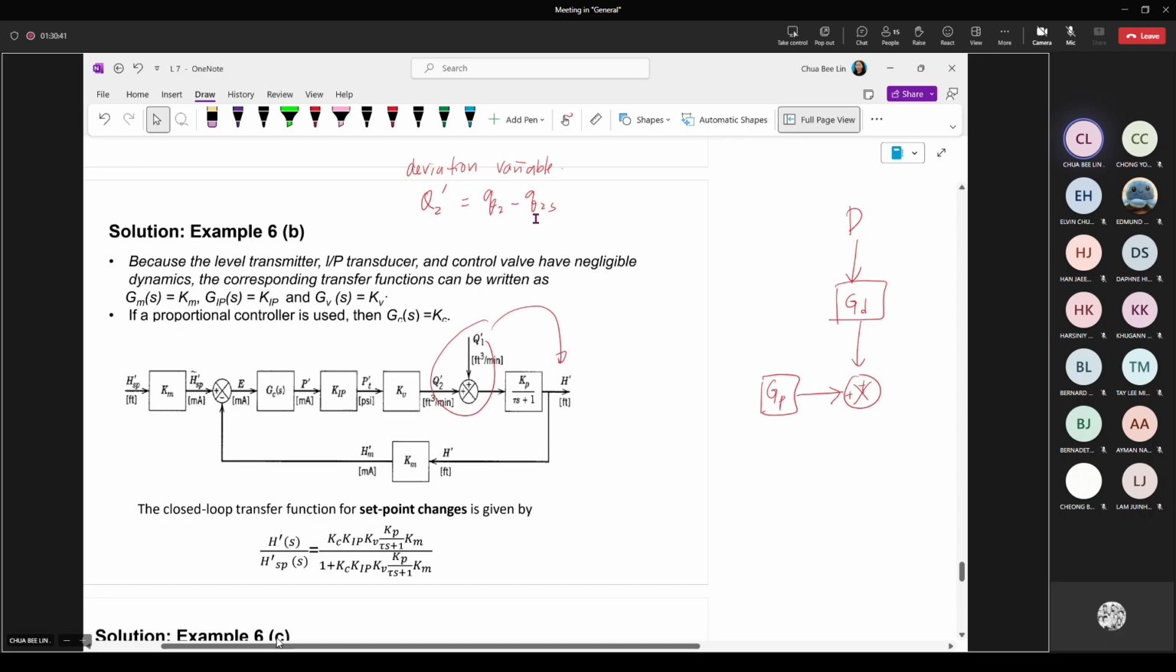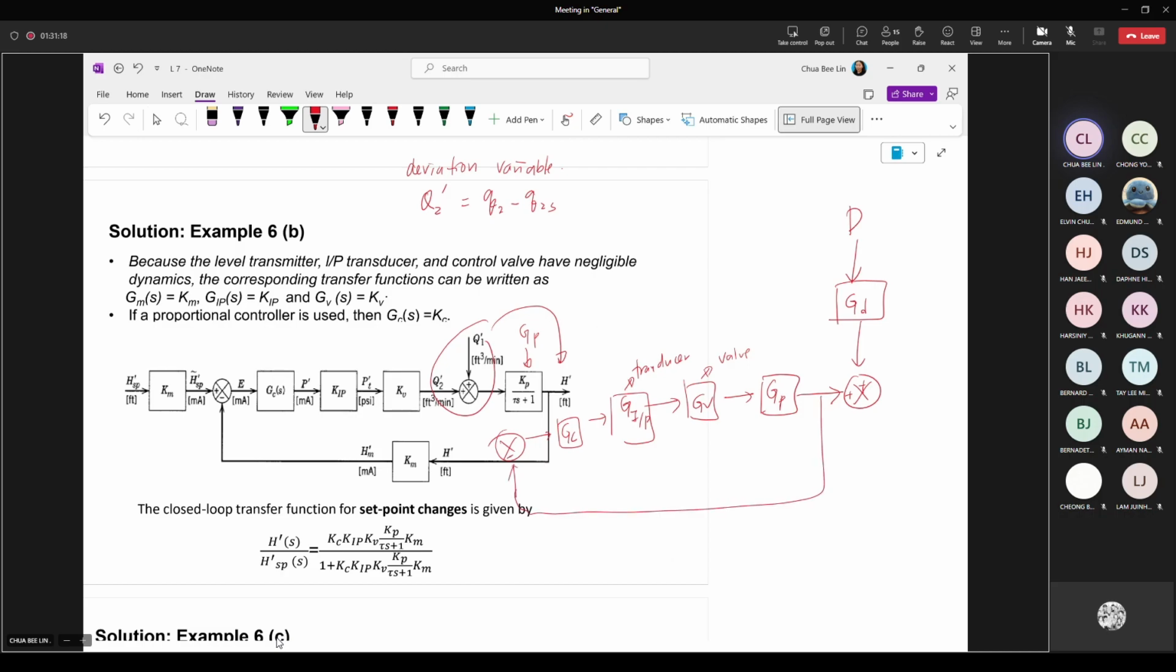So the correction over here is only to move the whole thing over here after this GP. So after this GP, something like this. Then the front one will be your GV, then your GIP. GIP means for transducer. So this one, transducer. This is valve. Okay, then this one will be your controller GC. And then there will be a summation block. Negative means negative feedback. So from here all the way go to the back, you'll be having your output H prime. They use all the deviation using the prime to indicate deviation.